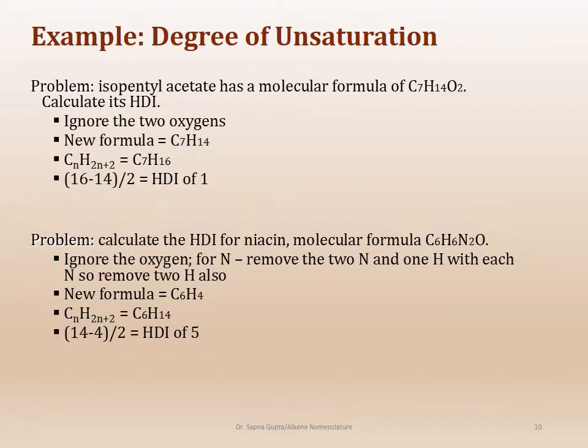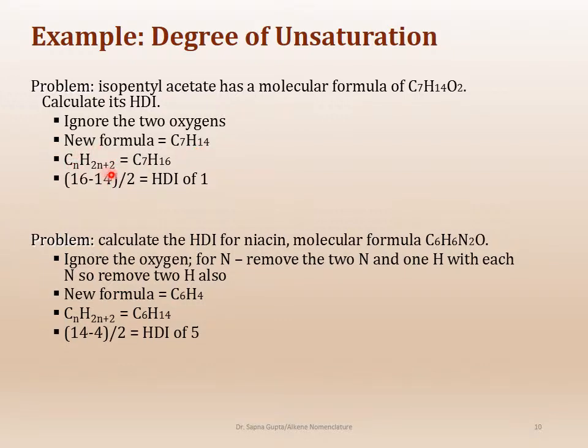Let's look at some examples of solving for degree of unsaturation or hydrogen deficiency index. So the first problem: isopentyl acetate has a molecular formula of C7H14O2. Calculate the HDI. According to what we just learned, we can ignore the two oxygens, because they will just fit in. Which means that our formula is C7H14.